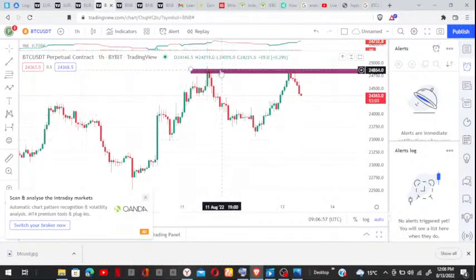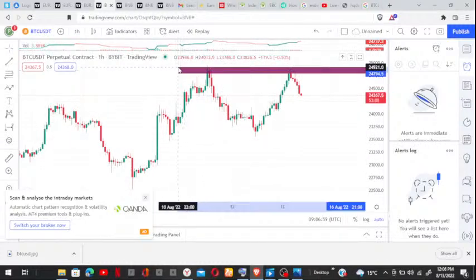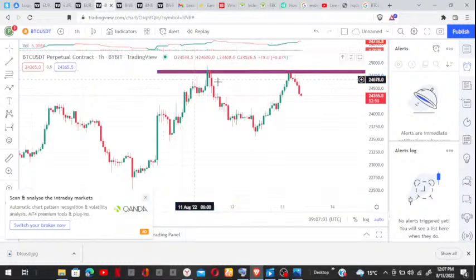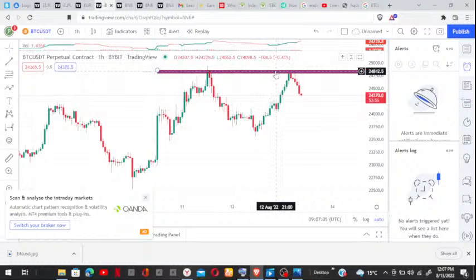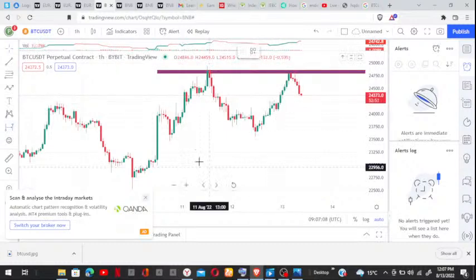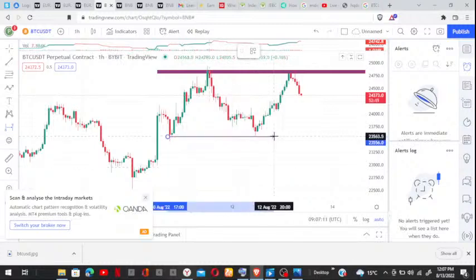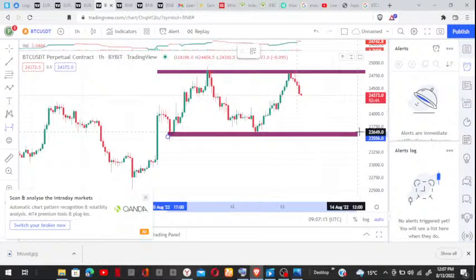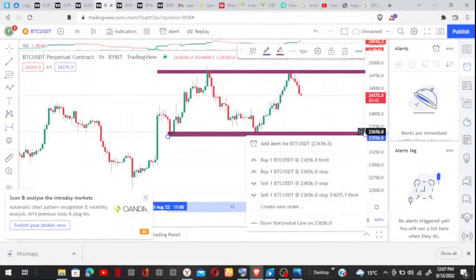So we have this. This is going to be our support, and you can see this level has been tested twice. Remember, these lines don't have to be perfect, but they should give you a clear notion of what is happening in the market.